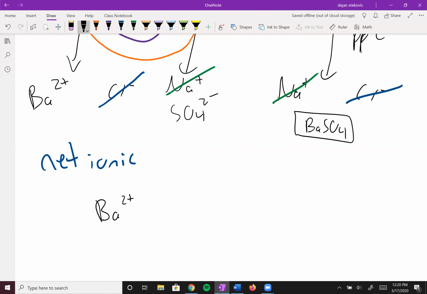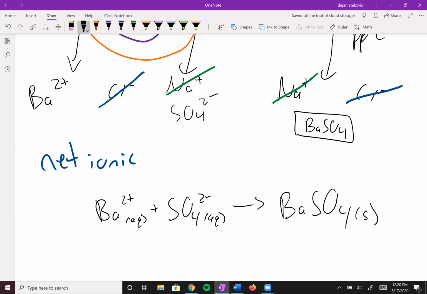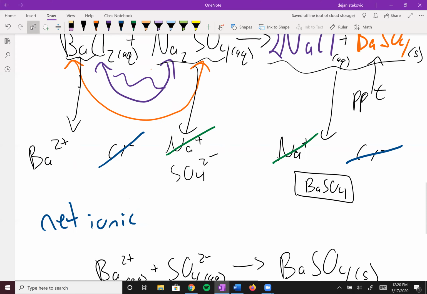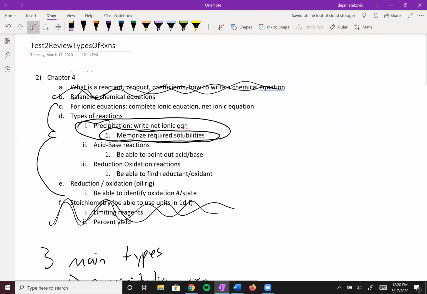So barium 2+ and sulfate 2- are acting to form a solid barium sulfate. So that's your net ionic equation. So that pretty much covers precipitation reactions.